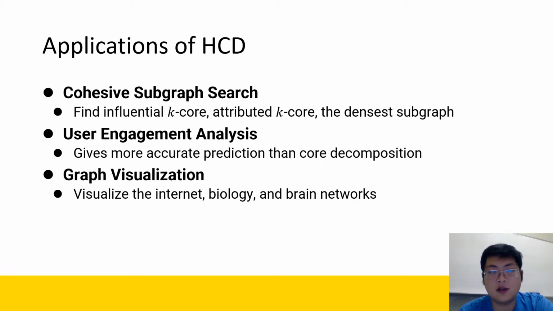Here are the applications of HCD. We can apply it to cohesive subgraph search and use it to find influential k-core, attributed k-core, and densest subgraph. And also in user engagement analysis, it can give more accurate predictions than core decomposition. We can also use it to visualize the internet, biology, and brain networks.